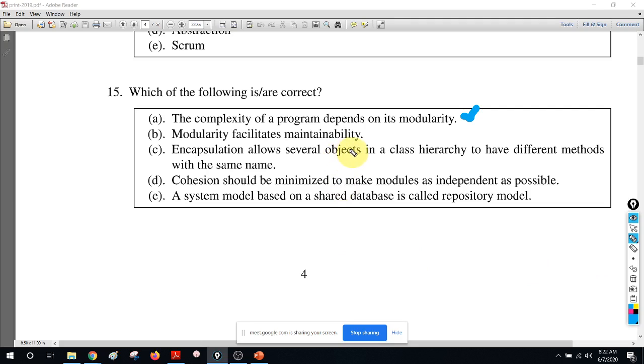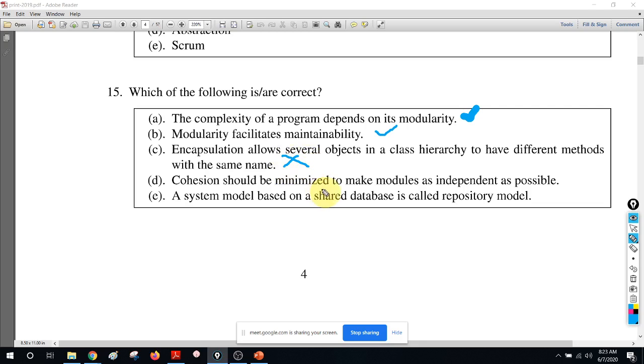Modularity facilitates maintainability. Yes, so when you have well-defined modules, it's easier to maintain. Yes. C. Encapsulation allows several objects in a class hierarchy to have different methods with the same name. So that is not encapsulation, that is called overloading. Right, overloading. So that is not something to do with encapsulation.